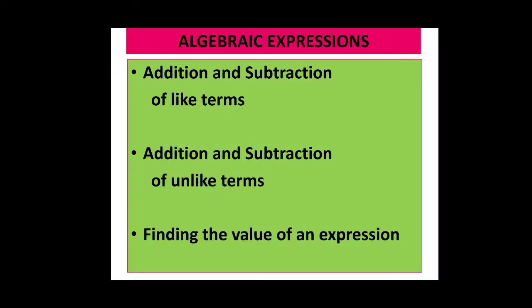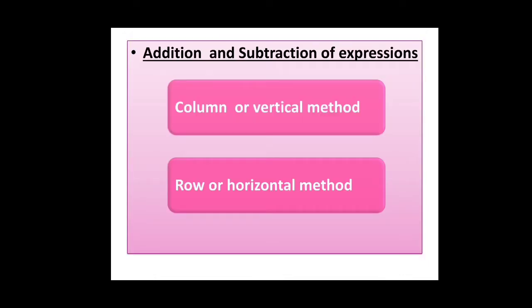Now, let us see today's topic, that is algebraic expressions, part 3. Today we are going to find addition and subtraction of like terms, addition and subtraction of unlike terms, finding the value of an expression, and also adding and subtracting like terms. That means addition and subtraction of expressions by using the column or vertical method and also the row or horizontal method. Let us see now.